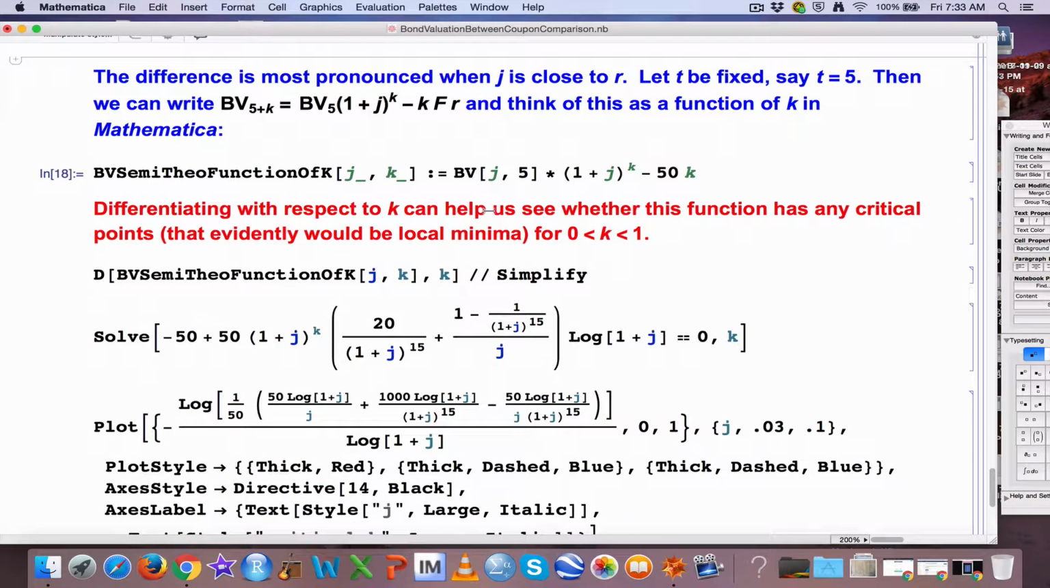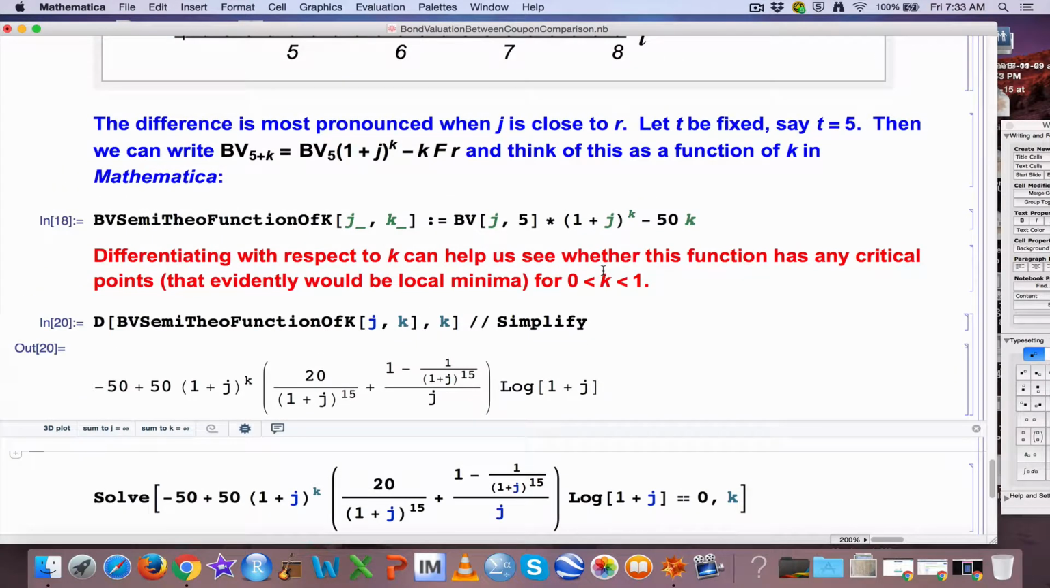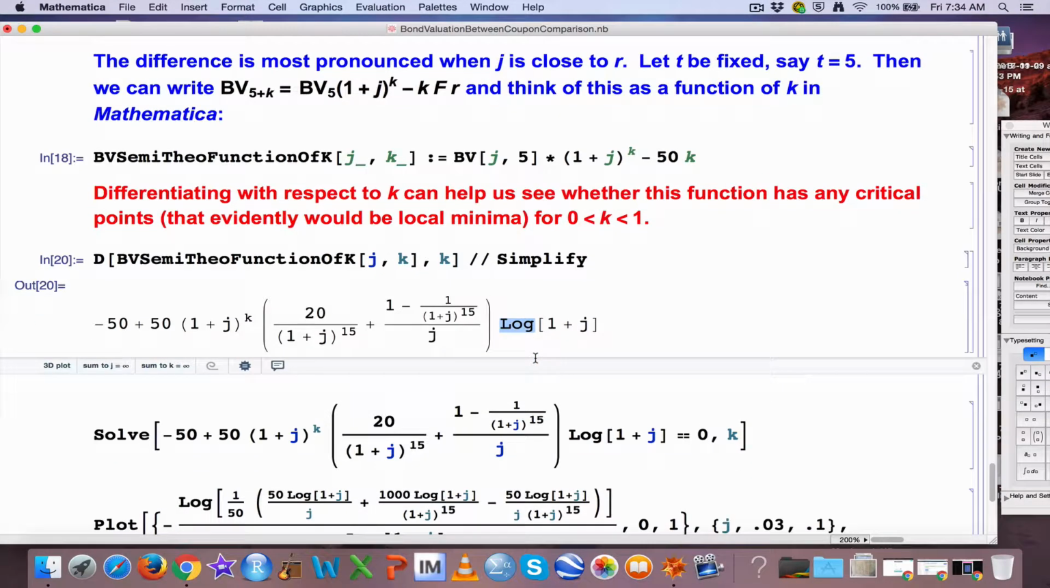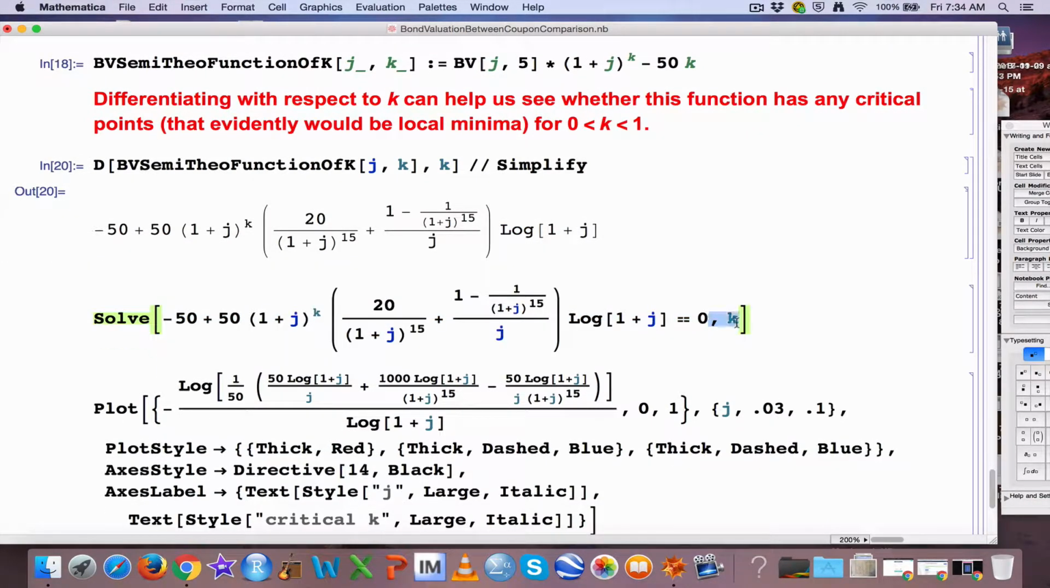The derivative with respect to k should help us see that. So here's what the derivative with respect to k looks like. It's pretty nasty looking. You may want to check that by hand again. Log, once again, means natural log, ln. I differentiated with respect to k. I want to now find the critical point. I want to set this equal to 0 and solve for k.